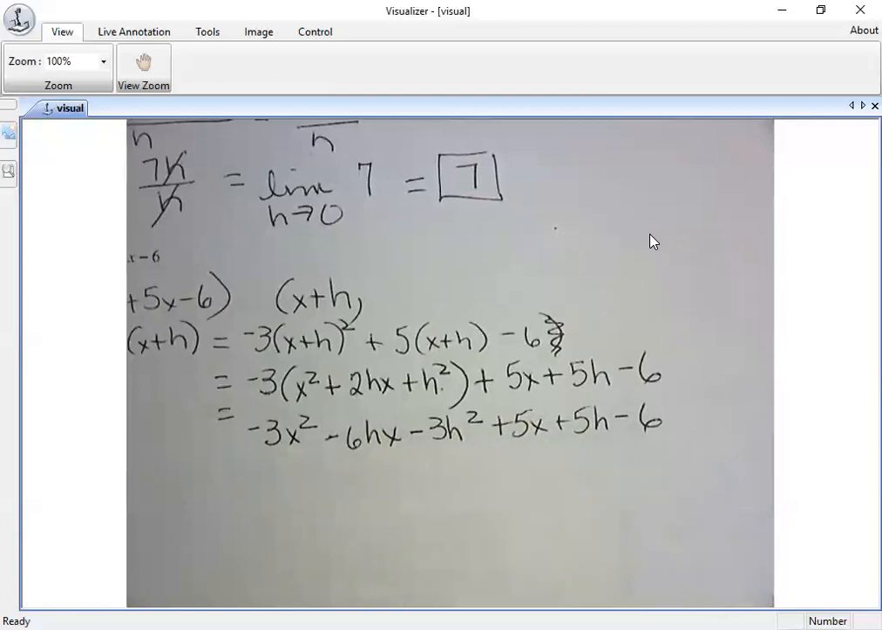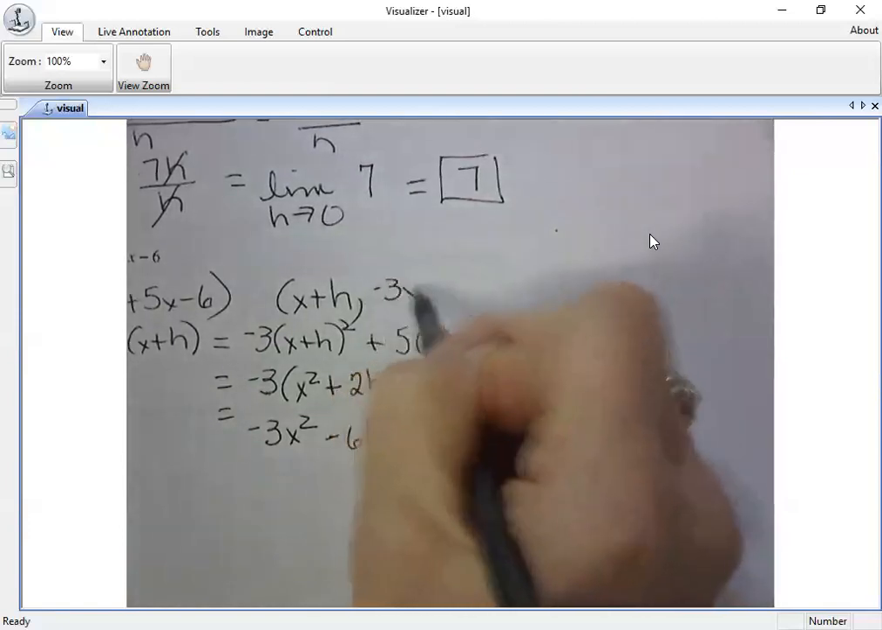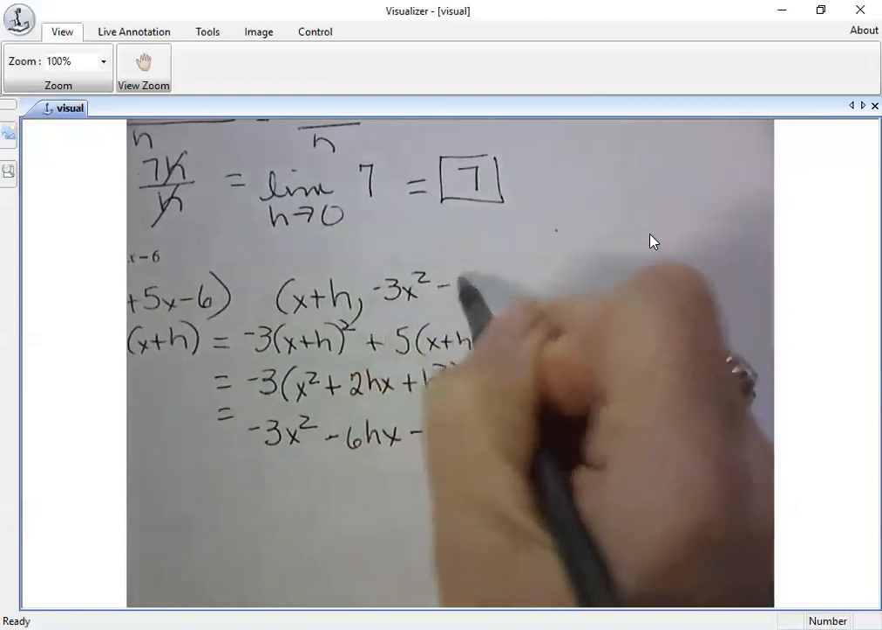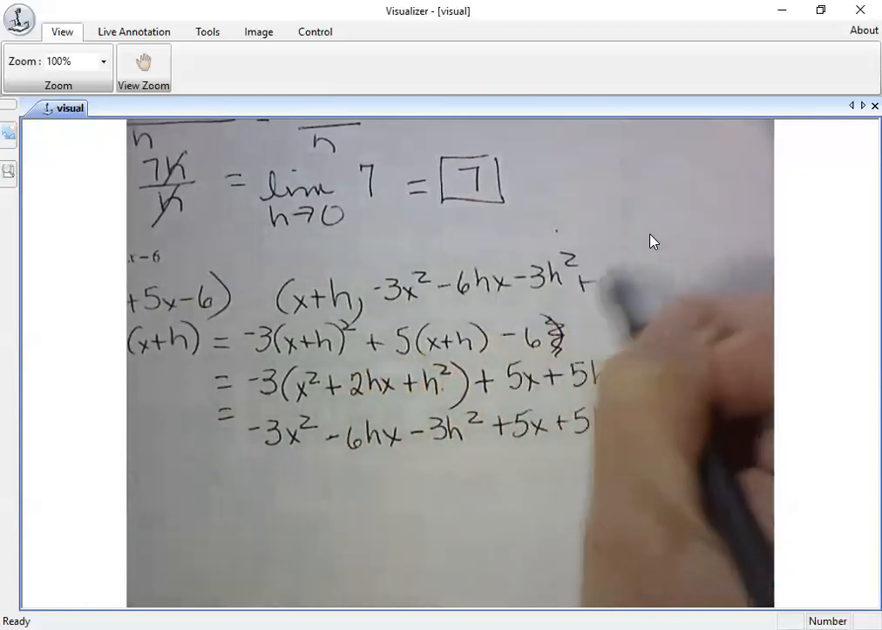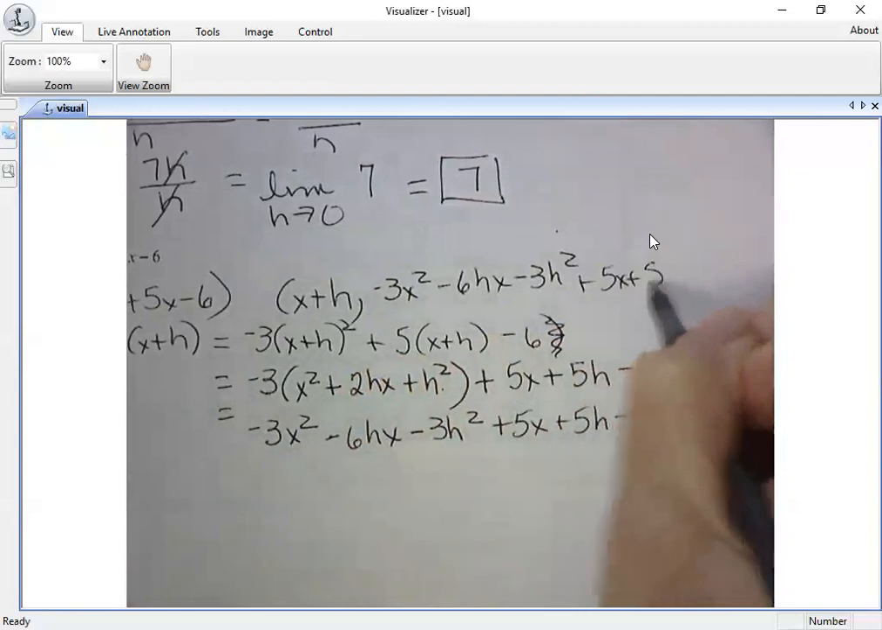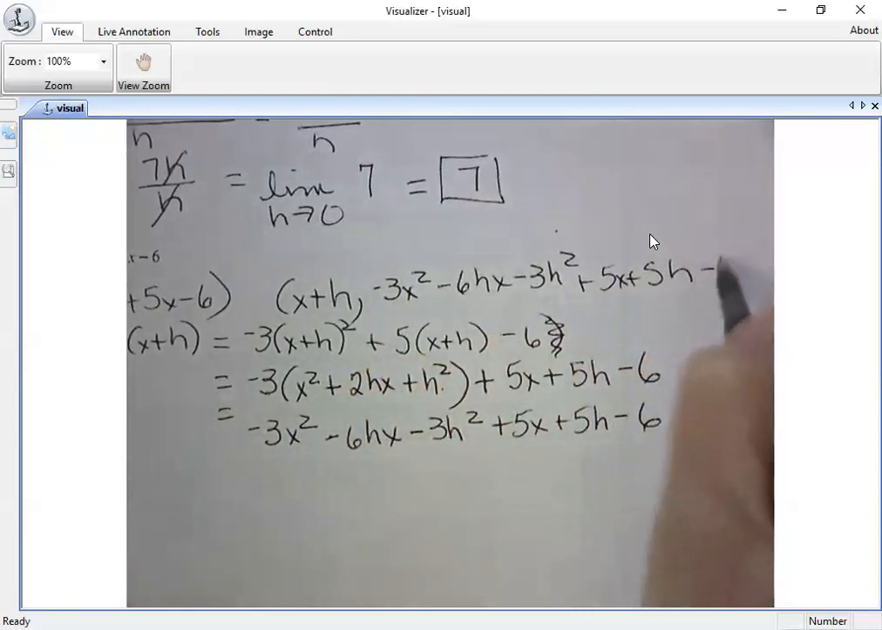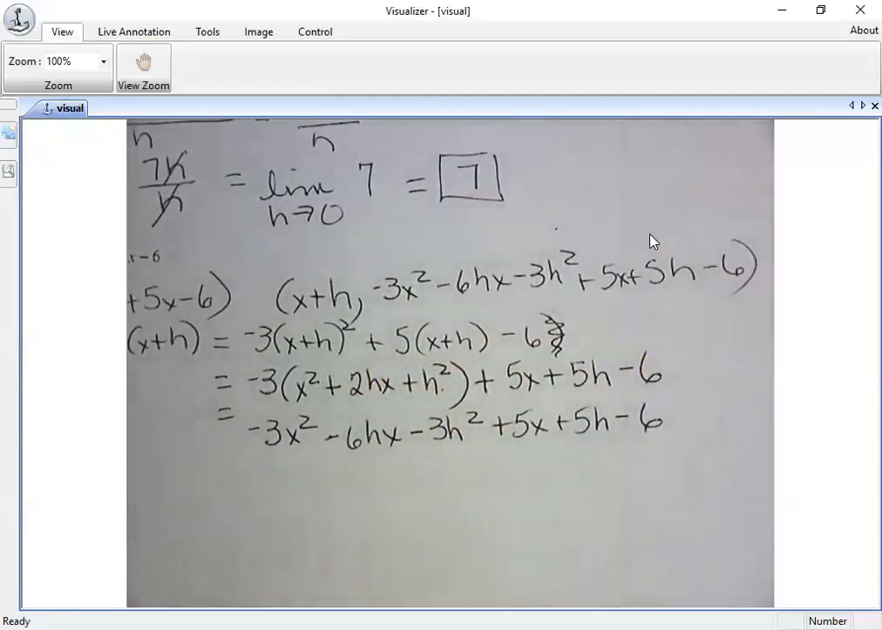And that's why I'm saying you've got to have some space to expand this out, because you're not going to be able to do all of this in your head. Or at least I can't. Plus 5h minus 6. Wow, that's a heck of an ordered pair, isn't it? All right, but at least we now have 2 points we can use, the original and then this imaginary point where we add some distance h to it.